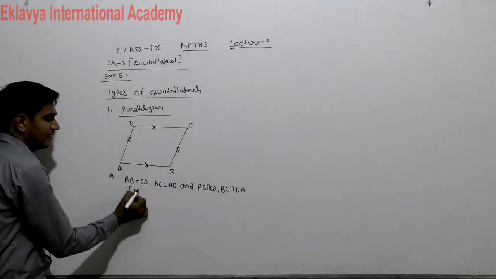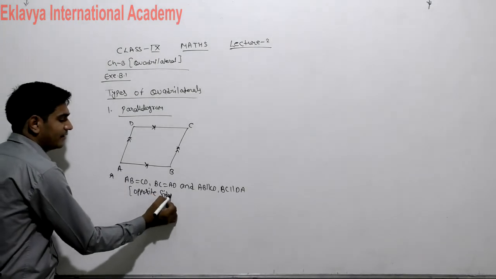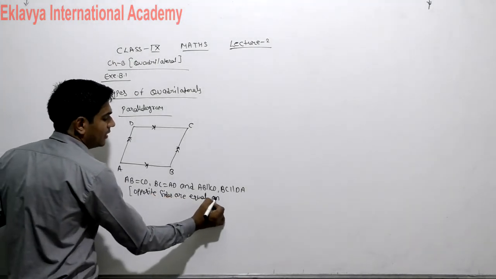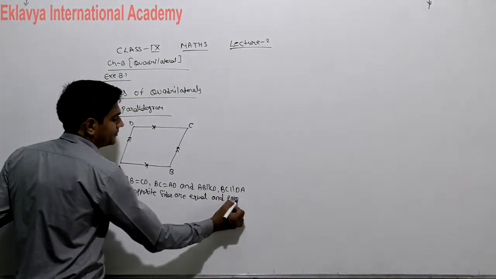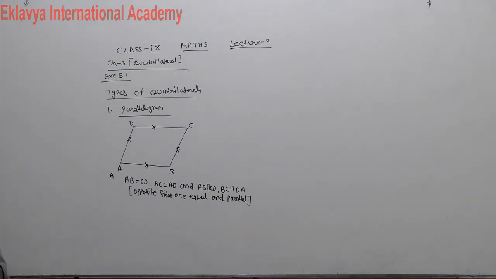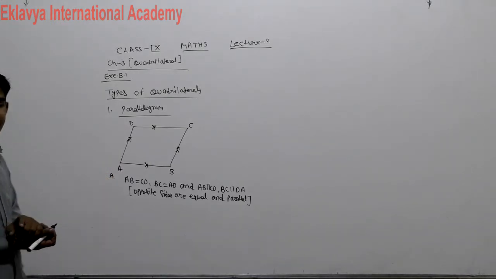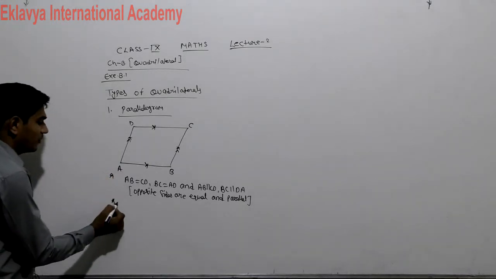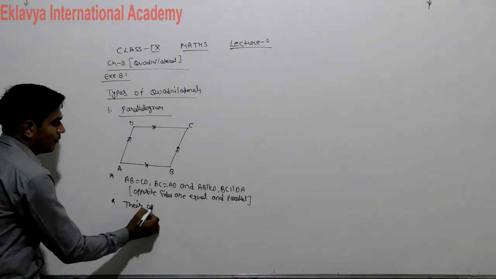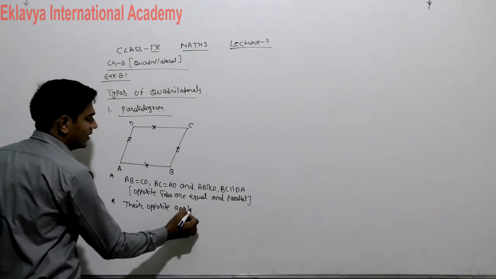Meaning is that their opposite sides are equal and parallel. So first property in that parallelogram, opposite sides are equal and parallel. Second property is that their opposite angles are equal.